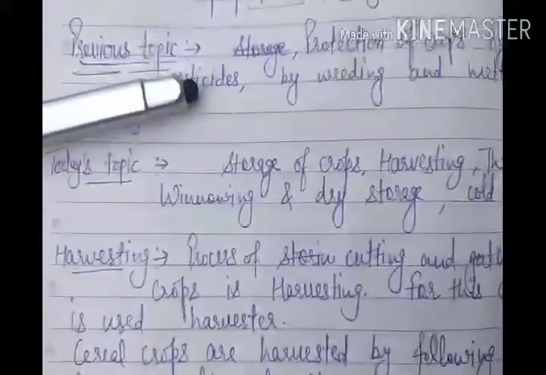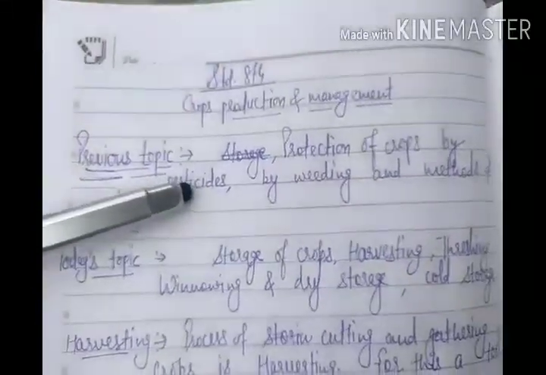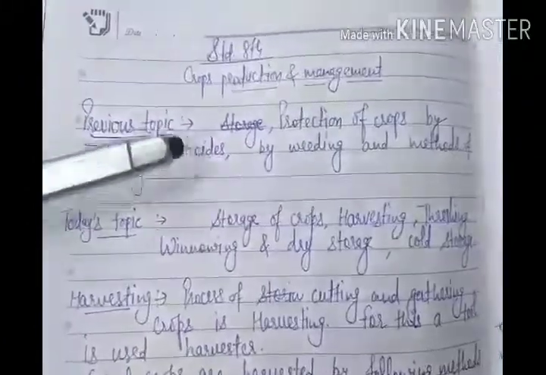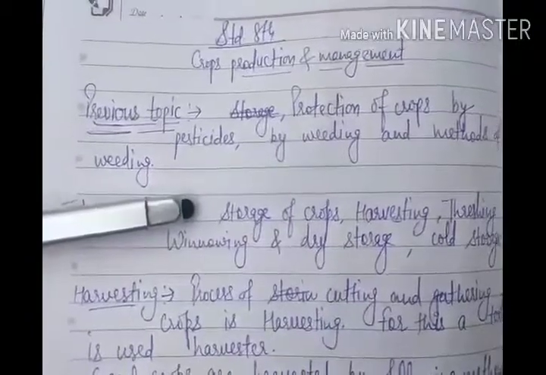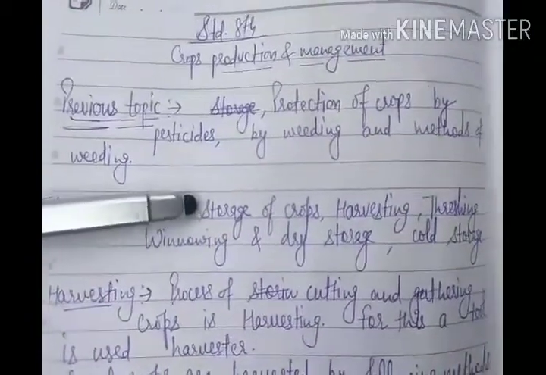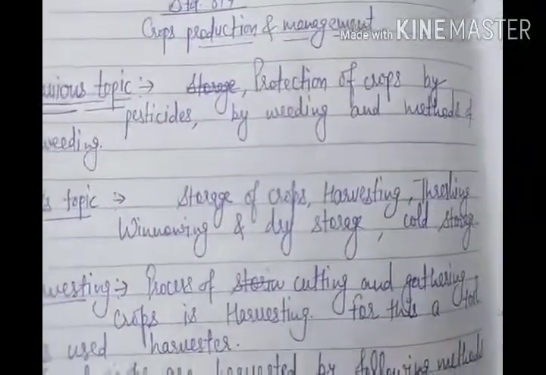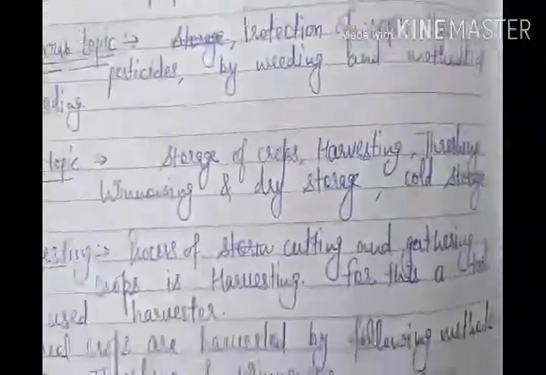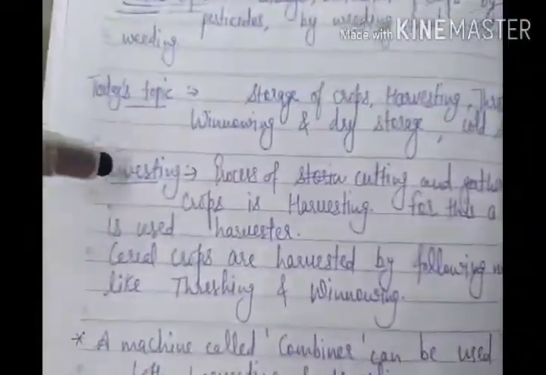Now today's topic is storage of crops, because after protecting the crop, when the crop grows up, there is a need to cut the crops and store them. So today we will do storage of crops, harvesting, threshing, winnowing, dry storage, and cold storage. All those topics will be covered. First of all, I will tell you about harvesting.